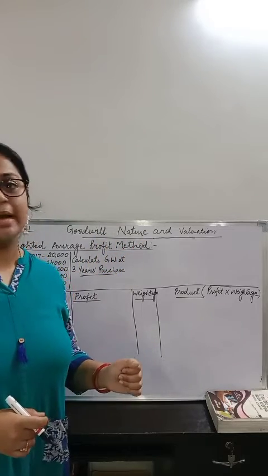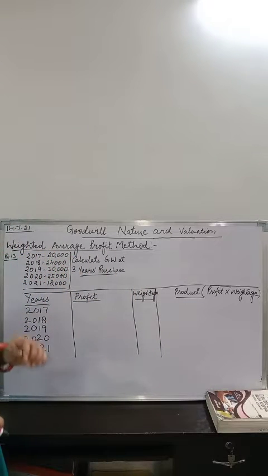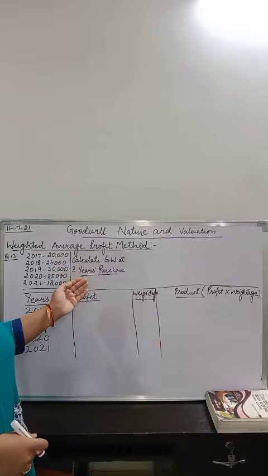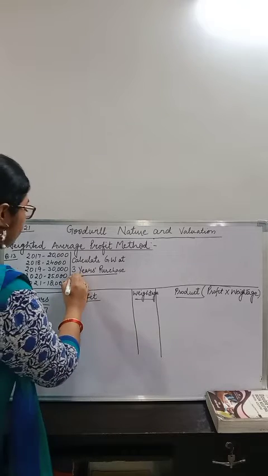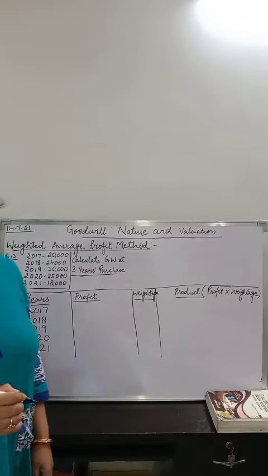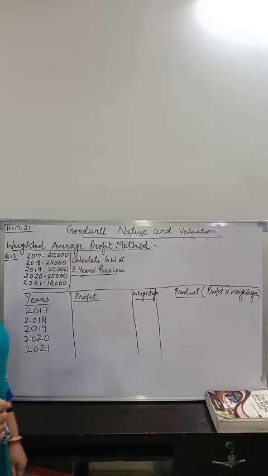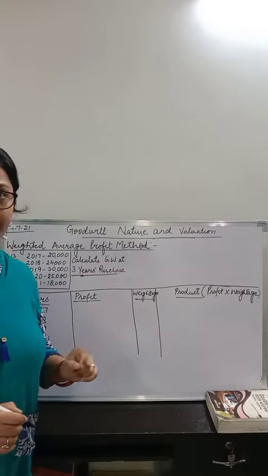For this, I have taken an example from your exercise book. This is question number 13 of your book, which says the profit for the past 5 years, 2017, 18, 19, 20 and 21, are the amounts of profit. Calculate goodwill as per the weighted average profit method on the basis of 3 years purchase. I have told you the concept of 3 years purchase already. Let us start doing this question. Remember, we are doing it with the help of the weighted average profit method.